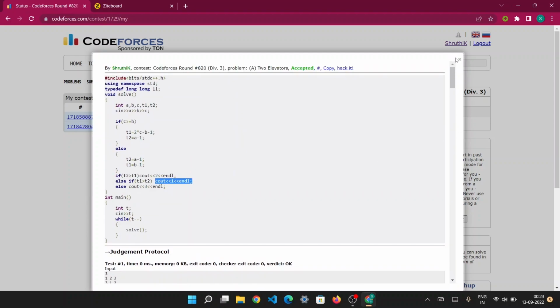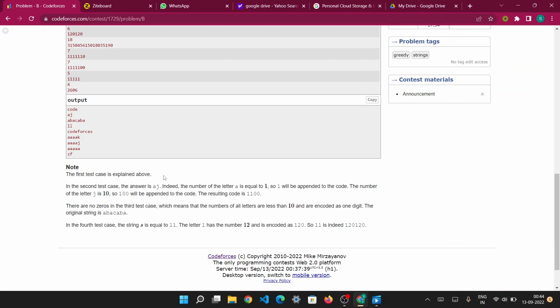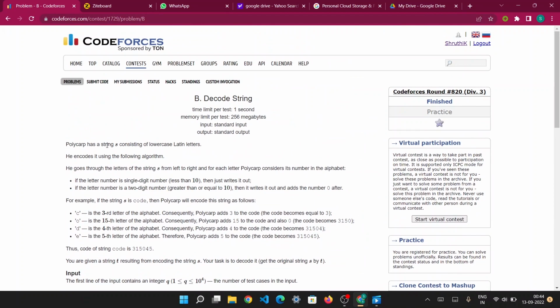So yeah, now let us look at problem B. Polycarp has a string S consisting of lowercase Latin letters. He encodes it using the following algorithm.